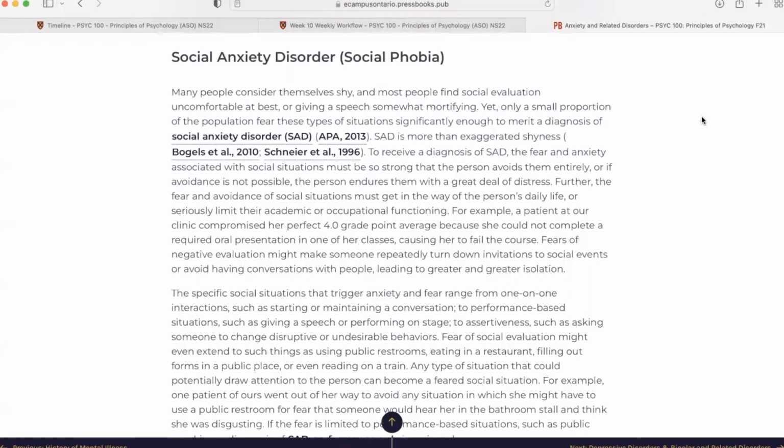Social anxiety disorder, or social phobia. Many people consider themselves shy, and most people find social evaluation uncomfortable at best, or giving a speech somewhat mortifying. Yet, only a small proportion of the population fear these types of situations significantly enough to merit a diagnosis of social anxiety disorder, or SAD.